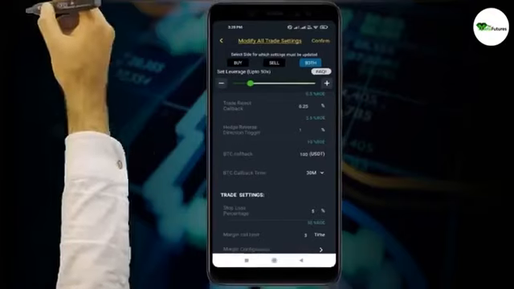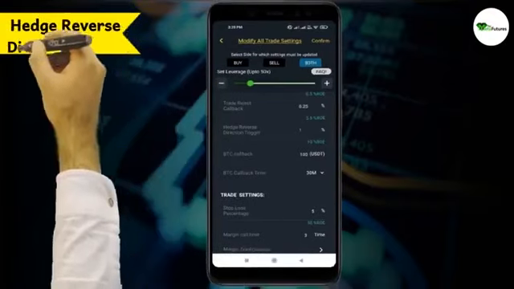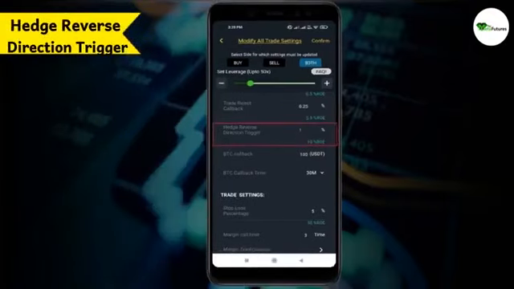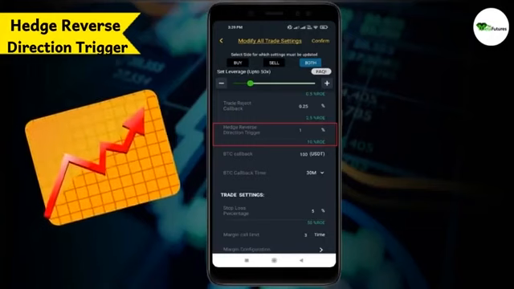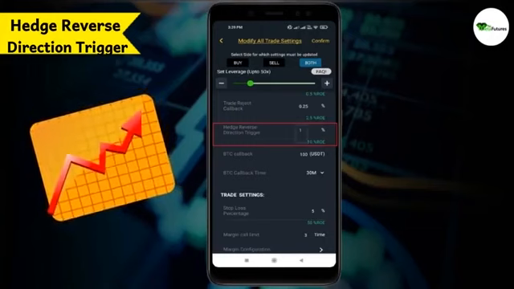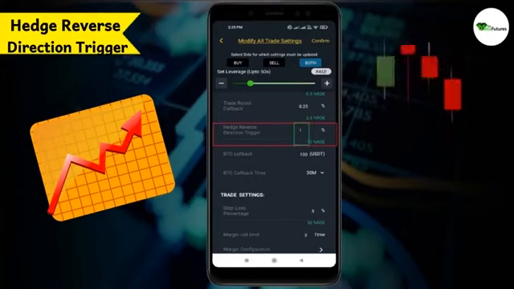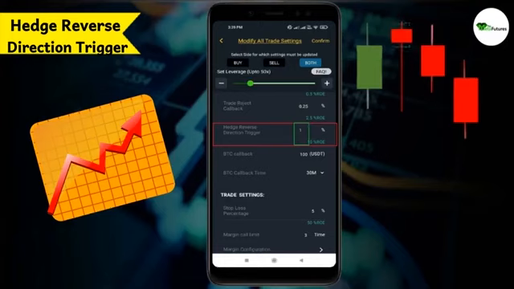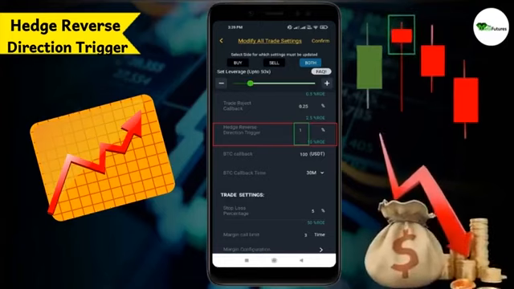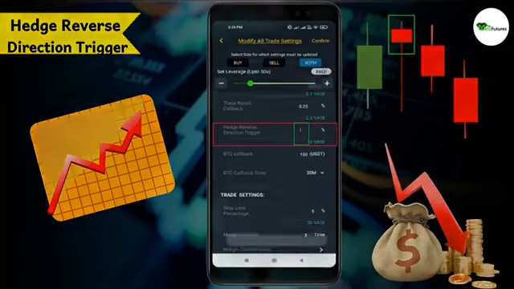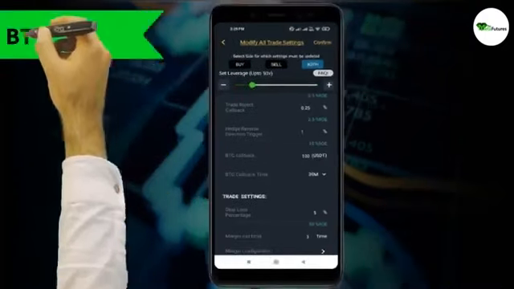Next is hedge reverse direction trigger, which allows you to trade in both directions. Suppose you have placed a trade that the market will go up, but instead of going up, it started going down. As I have entered the 1% value in hedge reverse direction trigger, whenever the trade comes down by 1%, the bot will immediately place a trade in the other direction as well.